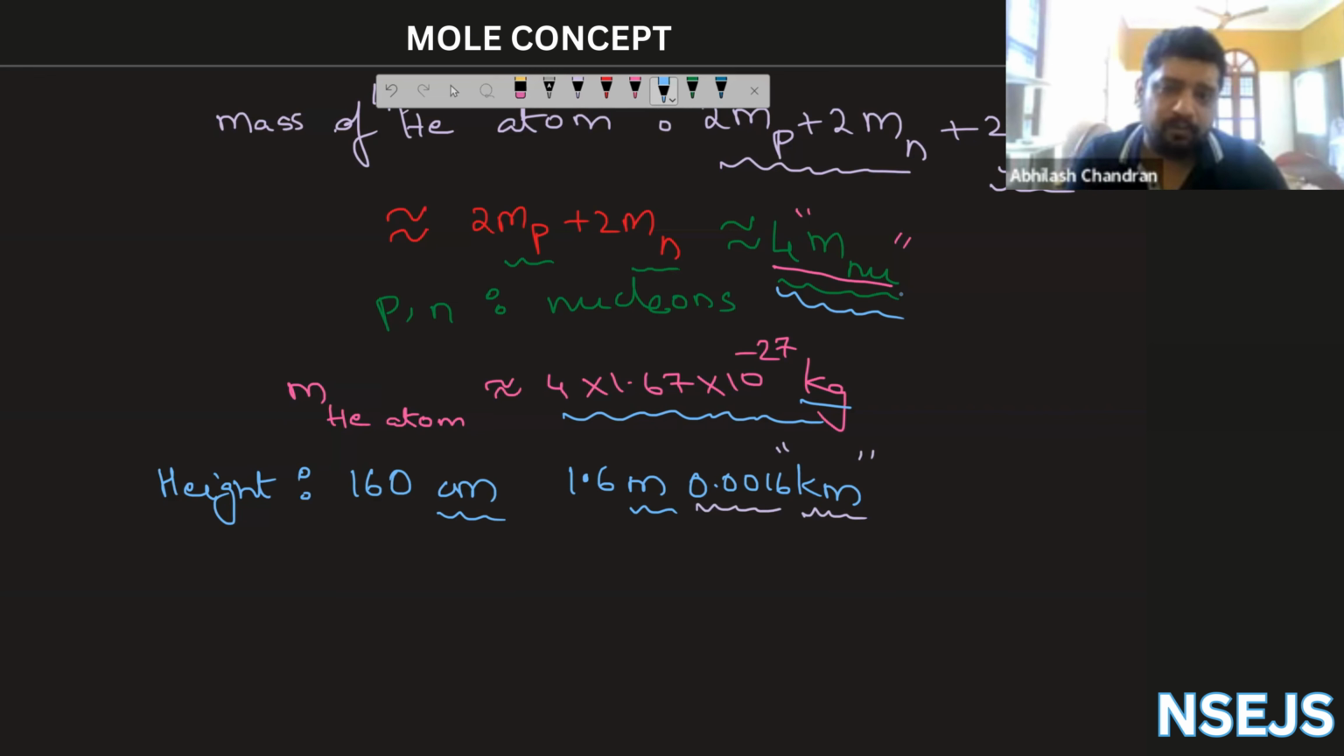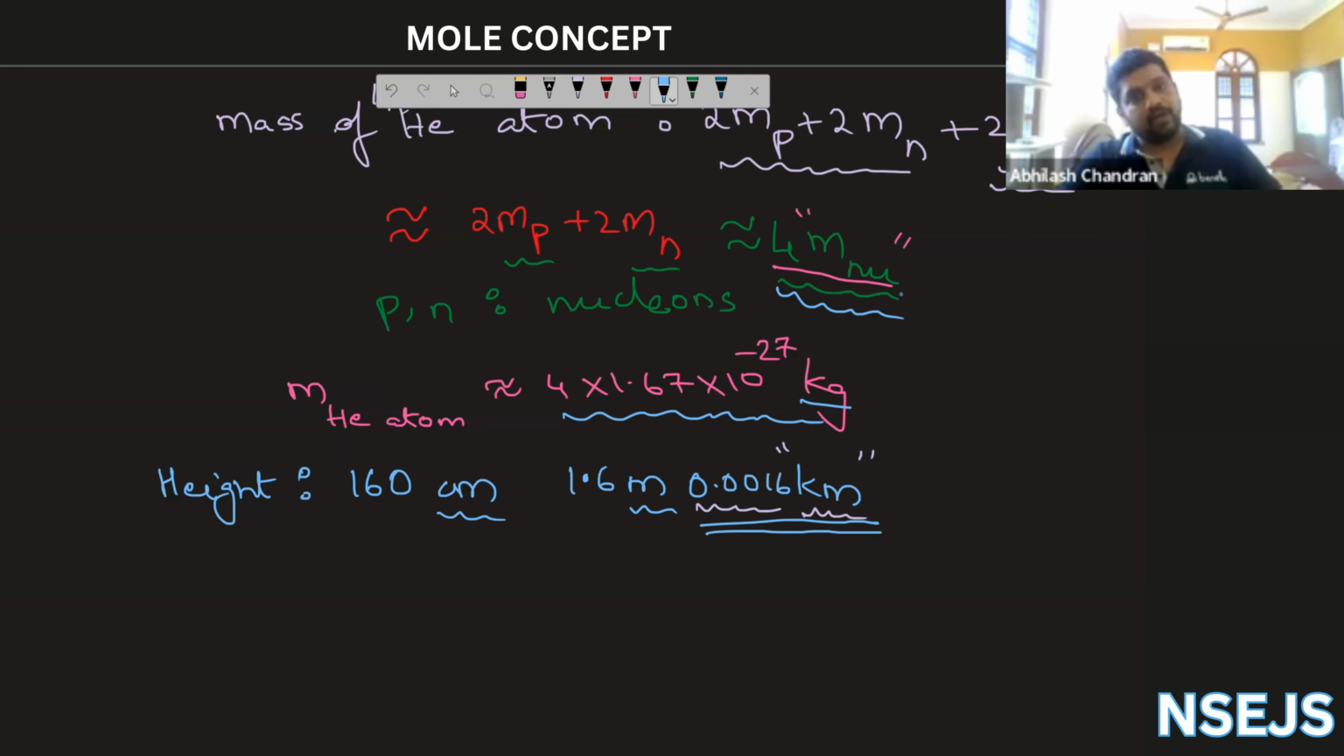So this 4 into 1.67 will be roughly how much? 1.6 into 4 is 6.4. Maybe somewhere around 6.6, 6.7 into 10 to the power minus 27, which means it's 0.00000 with 26 zeros, then you have your 6, 7, whatever. That doesn't make any sense. Even the number of zeros I see here is making me uncomfortable.